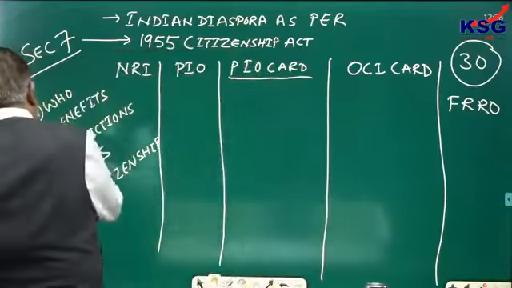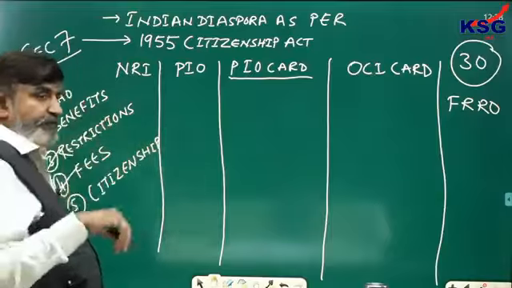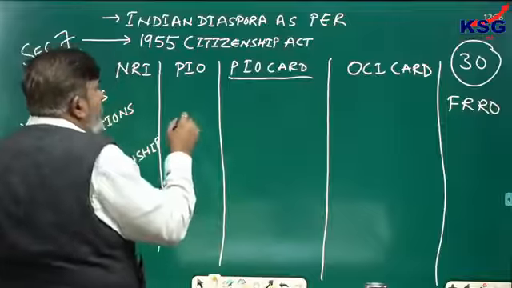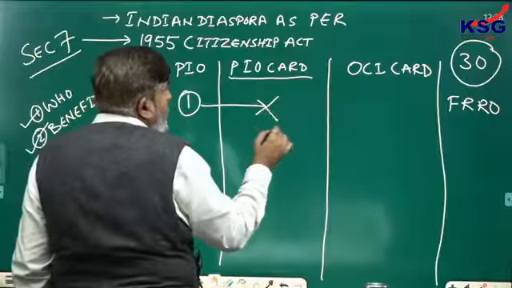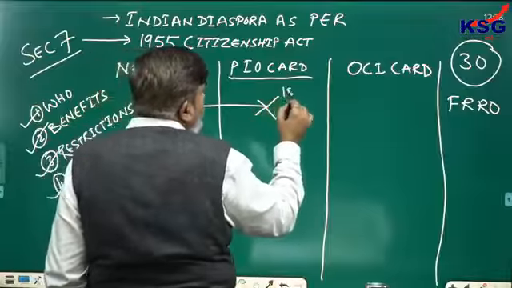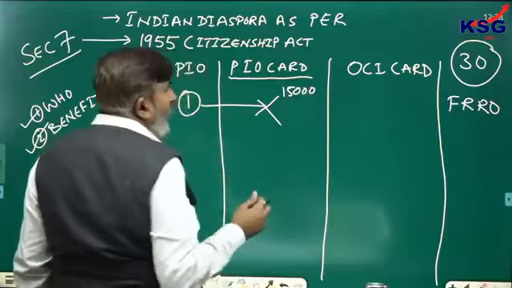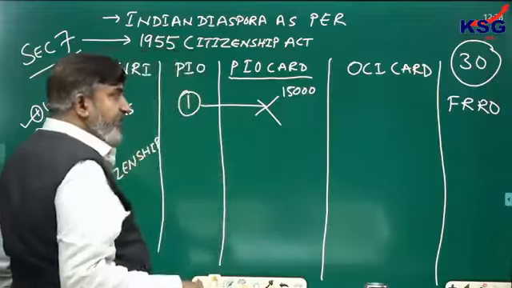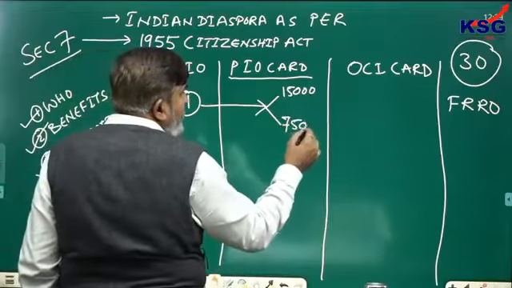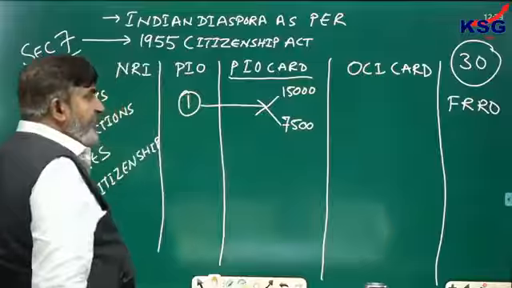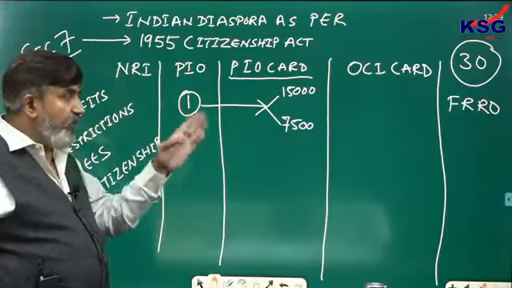Now regarding fees, there are three scenarios. First scenario is if PIO wants PIO card, then in that case adult has to pay 15,000 rupees or equivalent in local currency, and the minor up to the age of 18 years has to pay 7,500 rupees or equivalent in local currency.